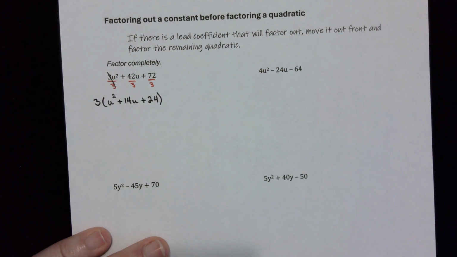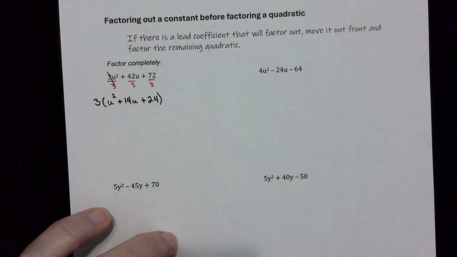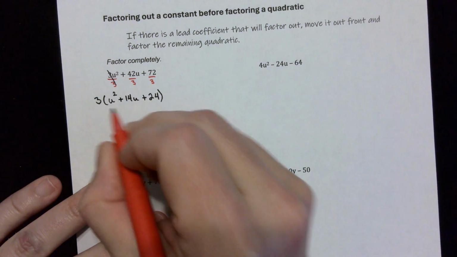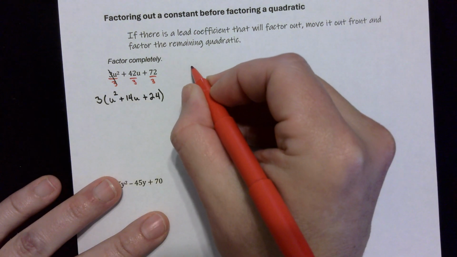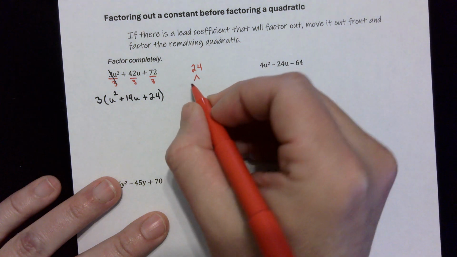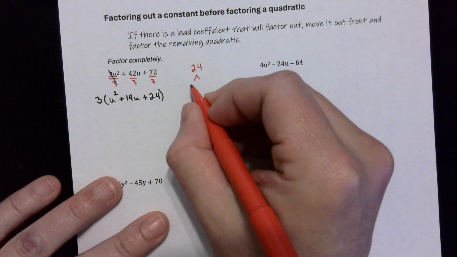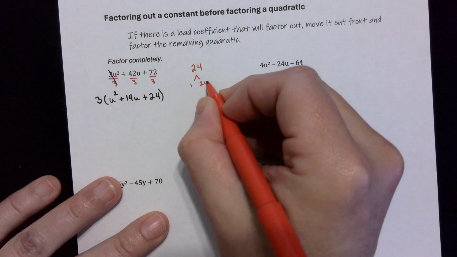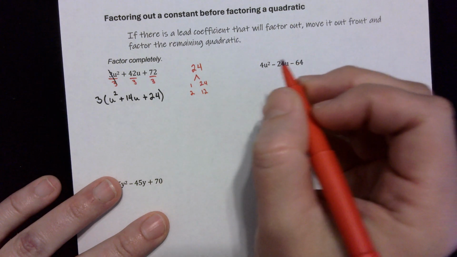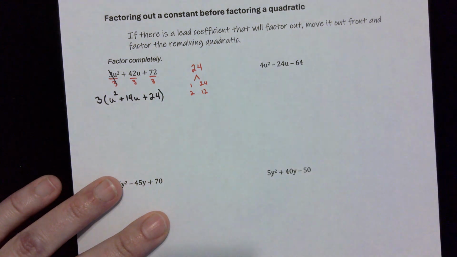Okay, now we need to factor, so we need to look for two numbers that multiply to get 24. We're ignoring the 3. Two numbers that multiply to get 24 but add to get 14. Okay, so they're all going to be positive because everything's positive. So 1 and 24 doesn't work. 2 and 12, that one works. 2 times 12 is 24. 2 plus 12 is 14.